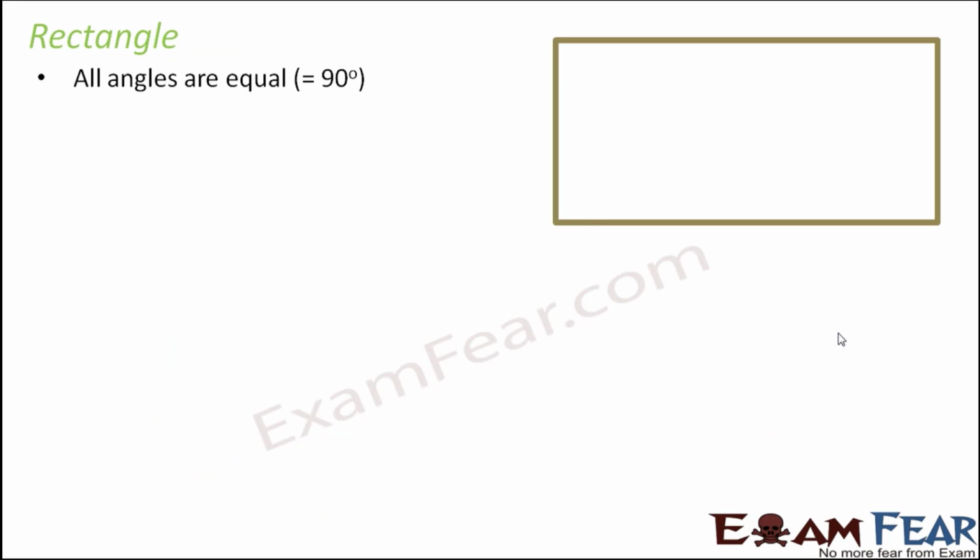Rectangle. So in a rectangle, all angles are equal, that is 90 degrees. So if we say that this is a rectangle ABCD, in this case angle A equals angle B equals angle C equals angle D equals 90 degrees. So that is the first property of a rectangle.